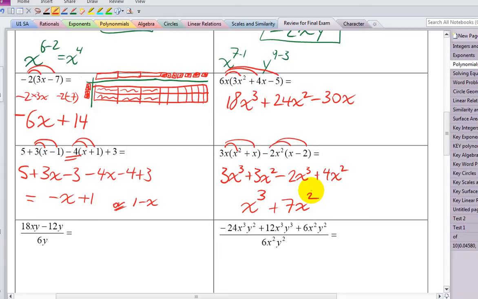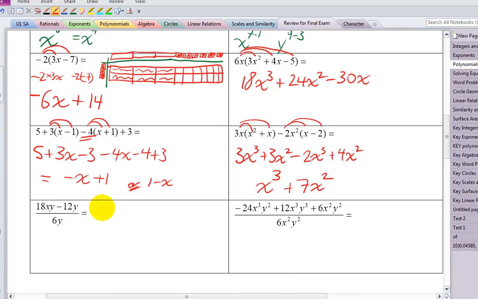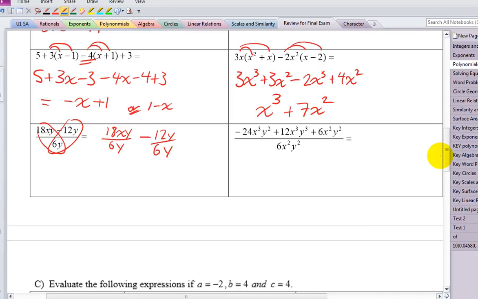Okay. Next one, you're going to have a division. Okay, so for your division, it's important to know that what we have is each term on the top being divided by 6y. So really we have 18xy divided by 6y minus 12y divided by 6y. That's a huge concept to understand for grade 10. Okay. And sometimes in grade 10 you can divide one but not the other.